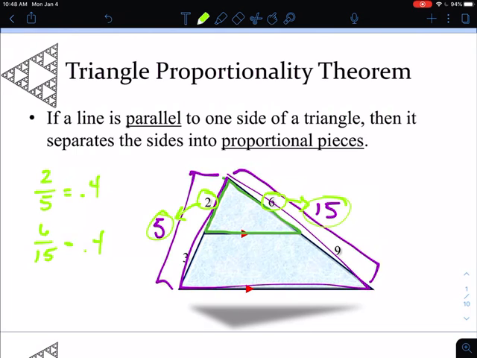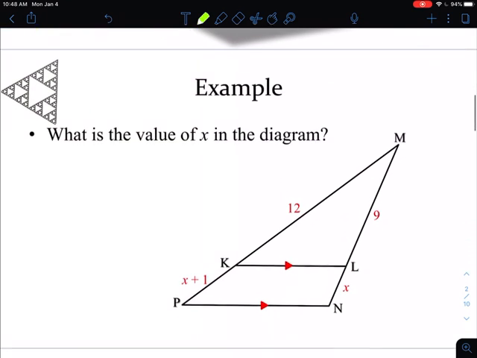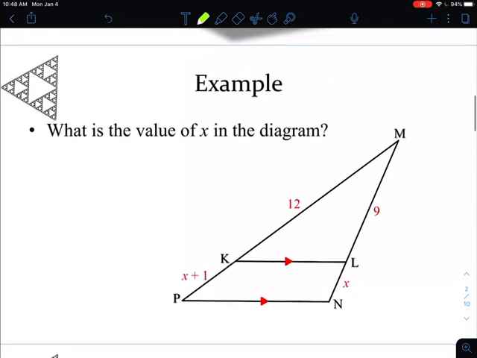But in terms of the types of problems we're going to see in this section, most of the time we can focus on just the pieces, the 2 to 3 and the 6 to the 9. So why would we need to know this theorem? If they were to give me a picture like this, and they were to say, okay, what's the value of x in this diagram? So they're wanting us to find what the value of x is. Well, we need to understand that because I see this line KL is parallel to this line PN, that means the parts created have to be proportional to one another.